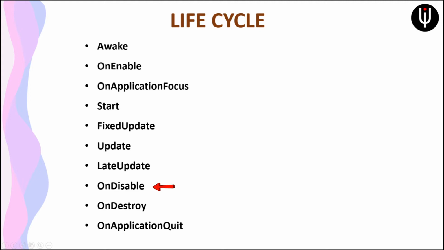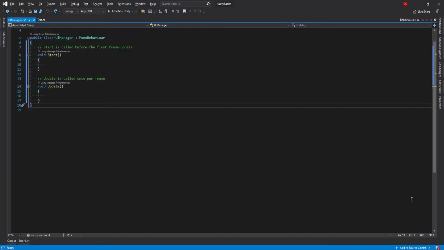OnDisable checks if the script component is disabled. OnDestroy, if you are destroying the attached behavior in the game or a scene, it will automatically trigger the OnDestroy function, and whatever code you have written within this function will execute. OnApplicationQuit, this function will trigger when you quit your game or application, and whatever code you have written within this function will execute. For example, if you are using a separate thread to execute something, you can stop or abort that thread in OnApplicationQuit. Okay, now enough of theory.